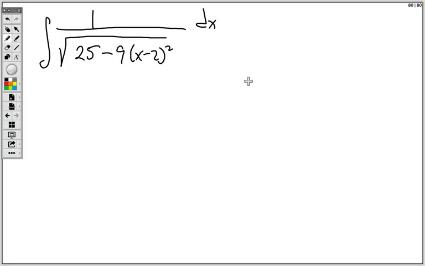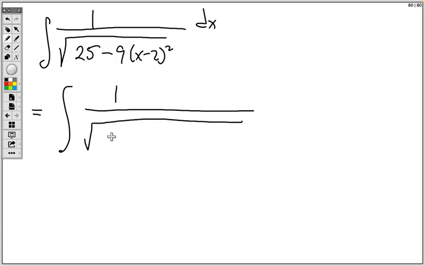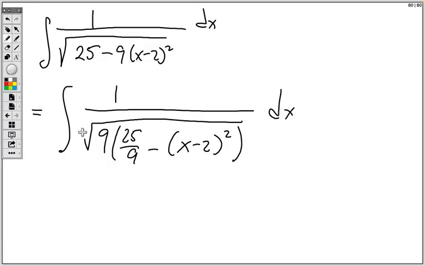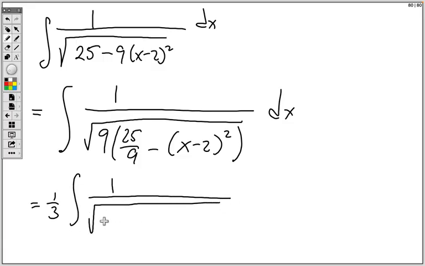And at this point, you say, okay, this is looking like the inverse sine formula. I do have that 9 in there. I'll factor the 9 out, just like we did previously. I'll get that 1/3 out front like we did previously. And 25 over 9, that's 5/3 squared.